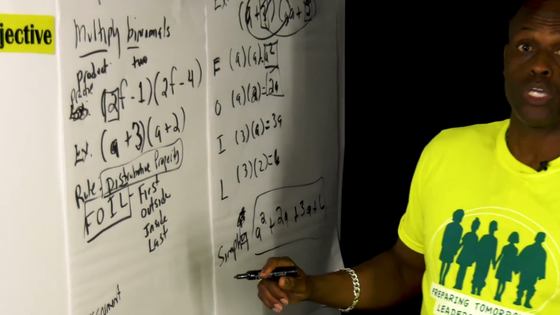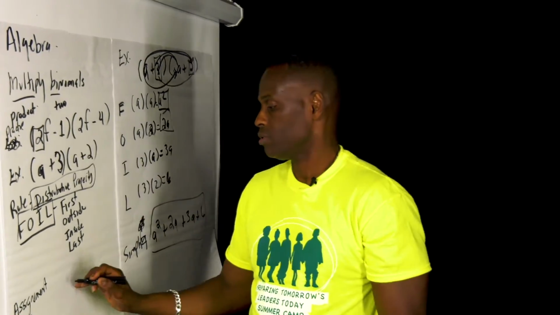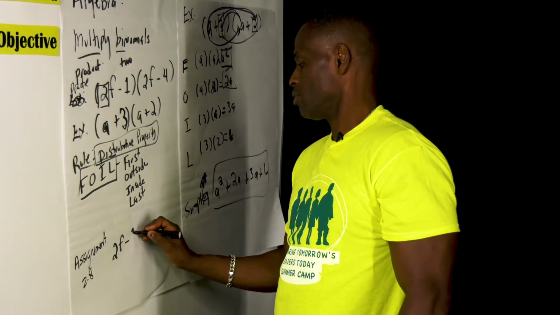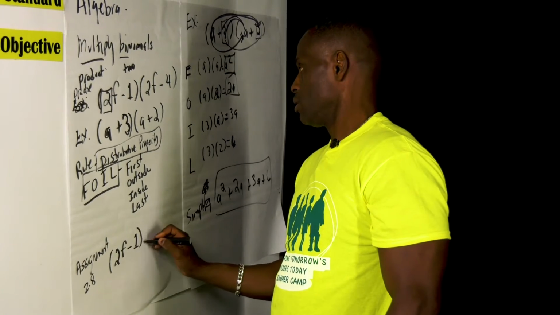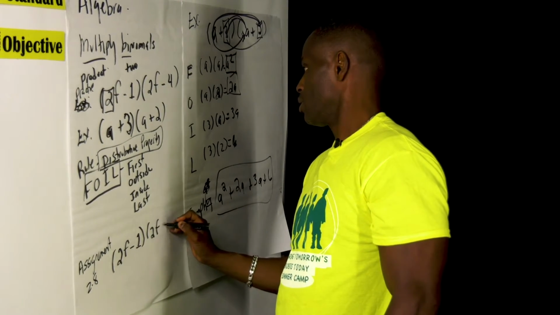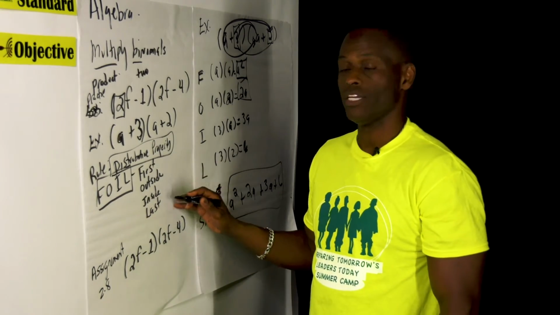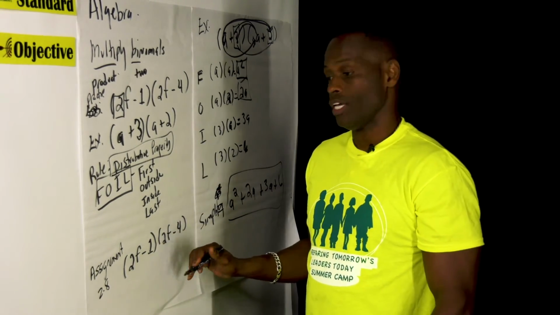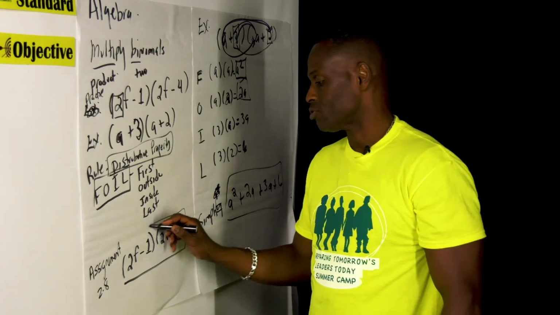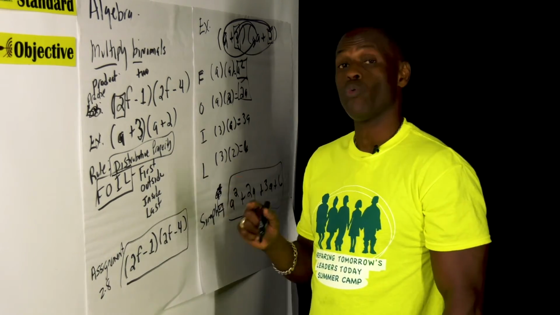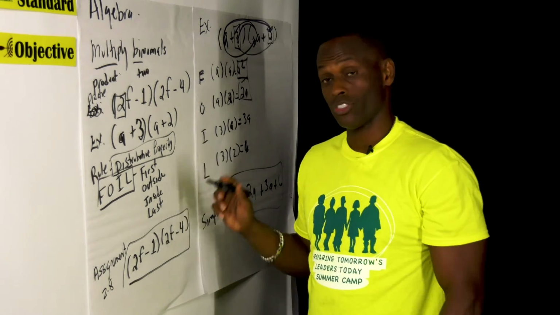One I want you to practice is (2F minus 1) times (2F minus 4). Use the FOIL technique to practice this one, and whoever has the right answer and puts it in the chat box on the day of this particular class will win a prize from Mr. McDaniel, straight from the camp.